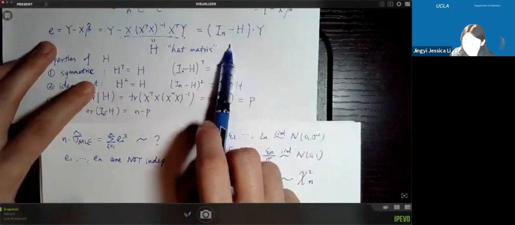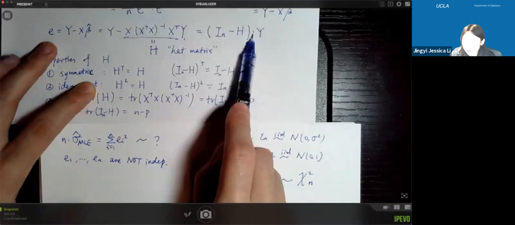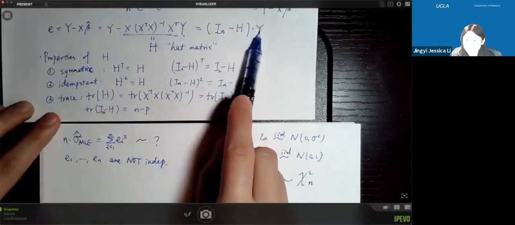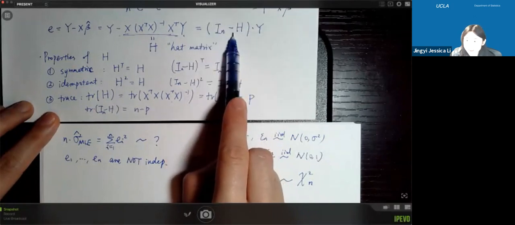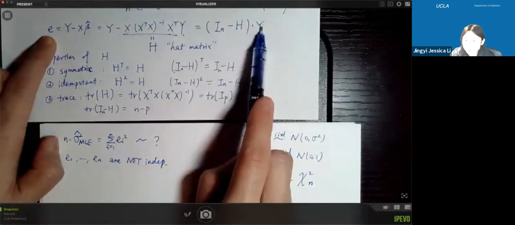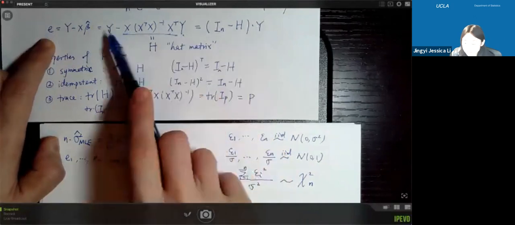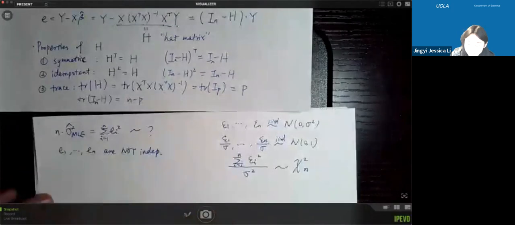e is in this, I_n minus H times Y, right? So although Y1 to Yn in this Y vector are independent, this matrix on the left-hand side is not diagonal. So that's why every residual ei will involve multiple yi, making them not independent of each other. This is the first thing to know. And then how can we derive this?